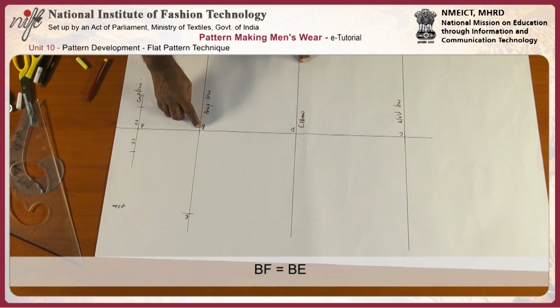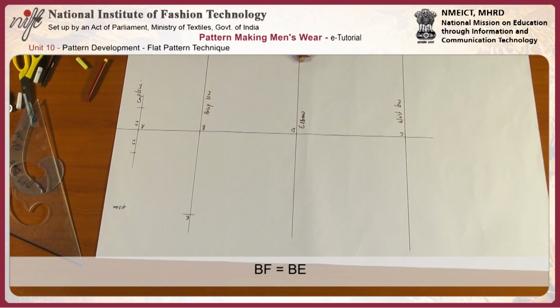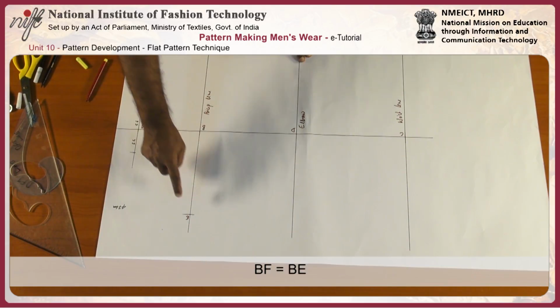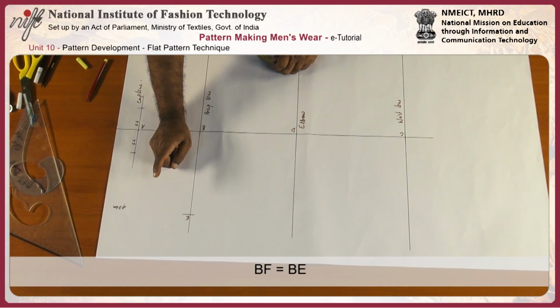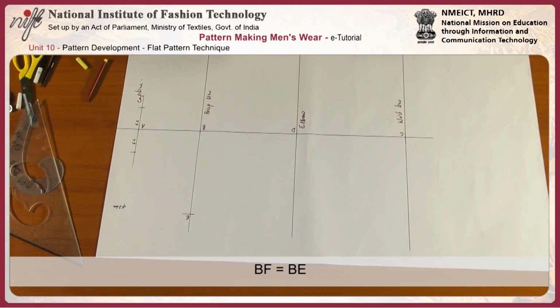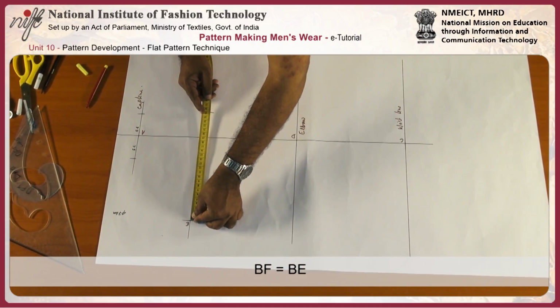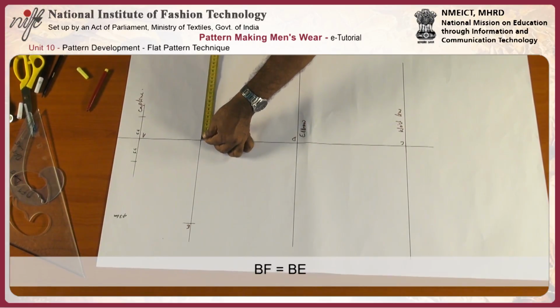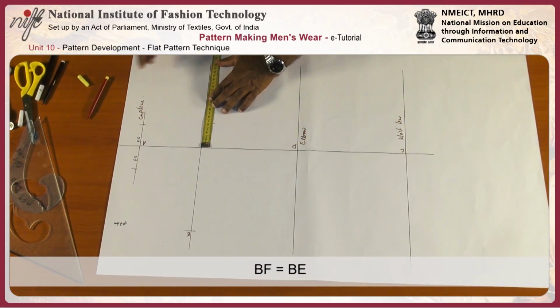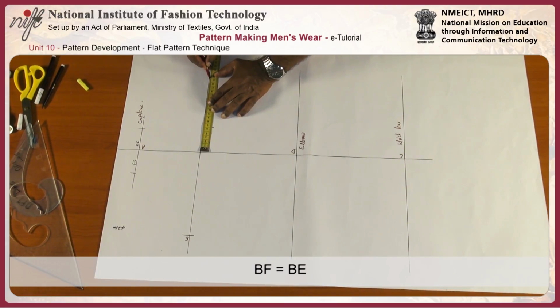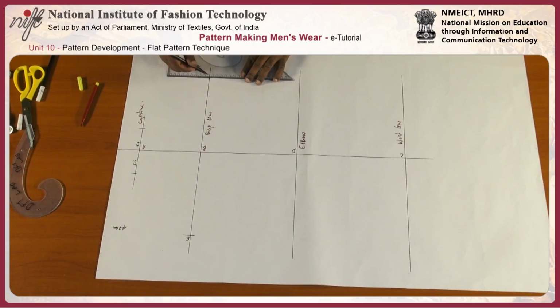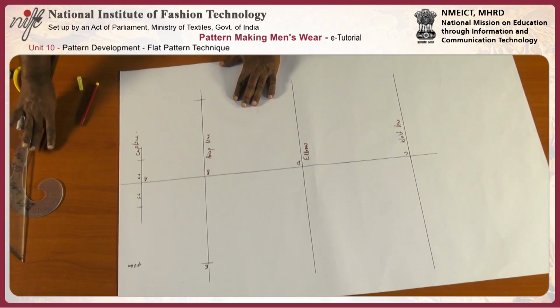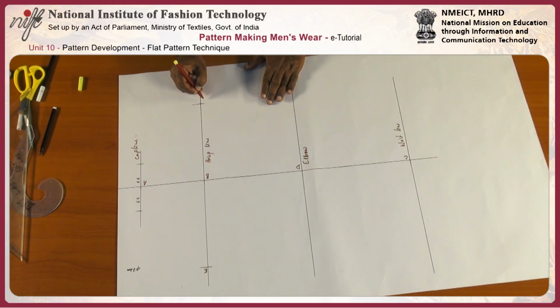I'll again continue. B to E is the intersection of A to E of half the total body's armhole. Now B to F is the same as B to E, so you can take the same measurement on the other side. This will be point F.